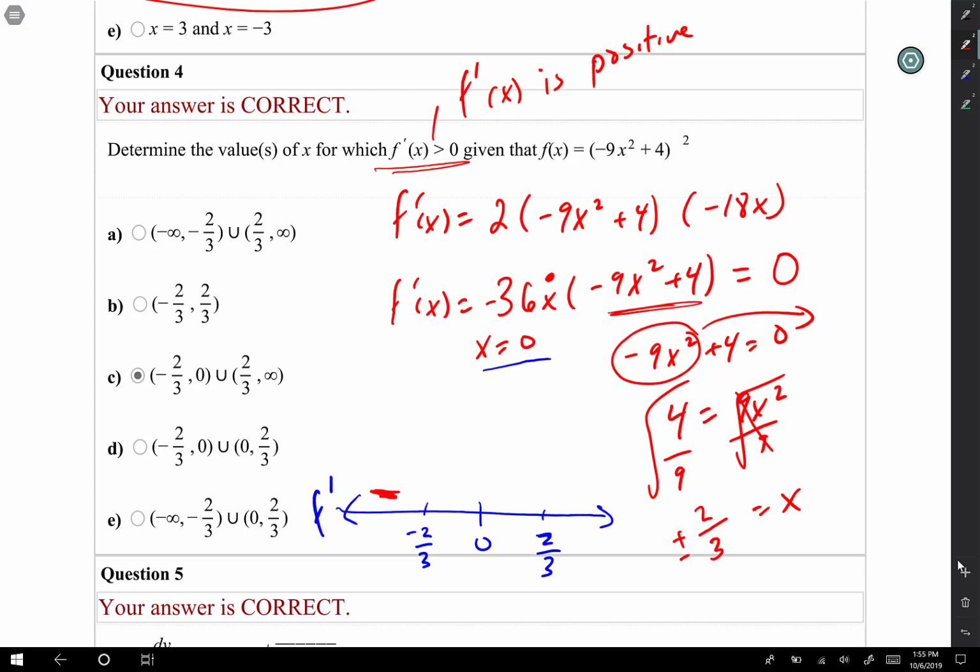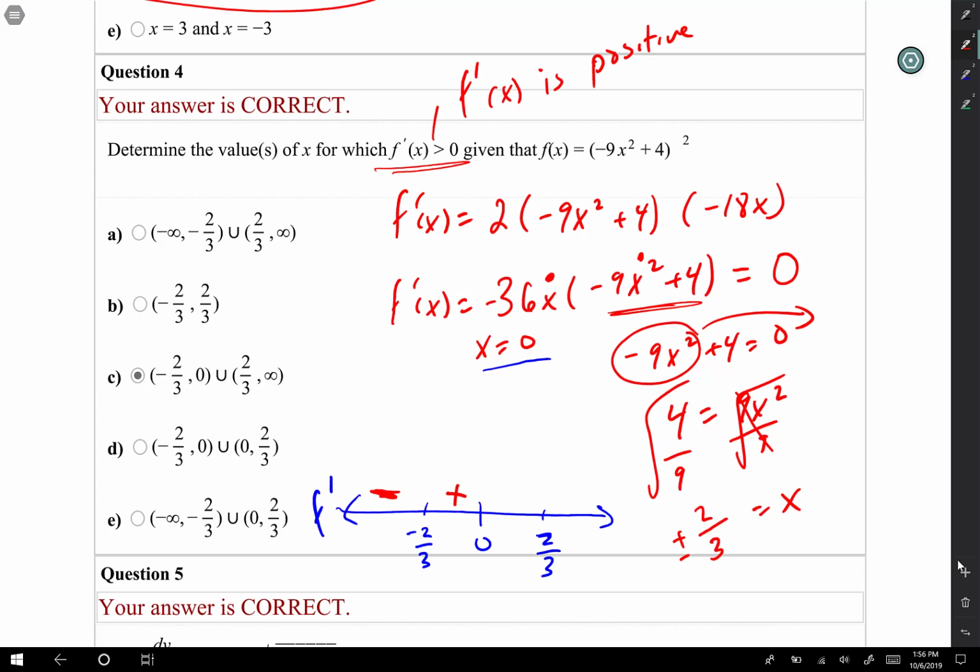A number between 0 and negative 2/3, like maybe negative 1/4 or something like that, or negative half. So let's plug in negative half. Negative 36 times negative half, that's a positive. And then if I plug it in here, negative half, when I square it, turns to 1/4. 1/4 times negative 9 is negative 9 over 4, which is a number smaller than 4. When I add 4, it turns to a positive. So positive times a positive, that's a positive. See? All right, let's keep going.